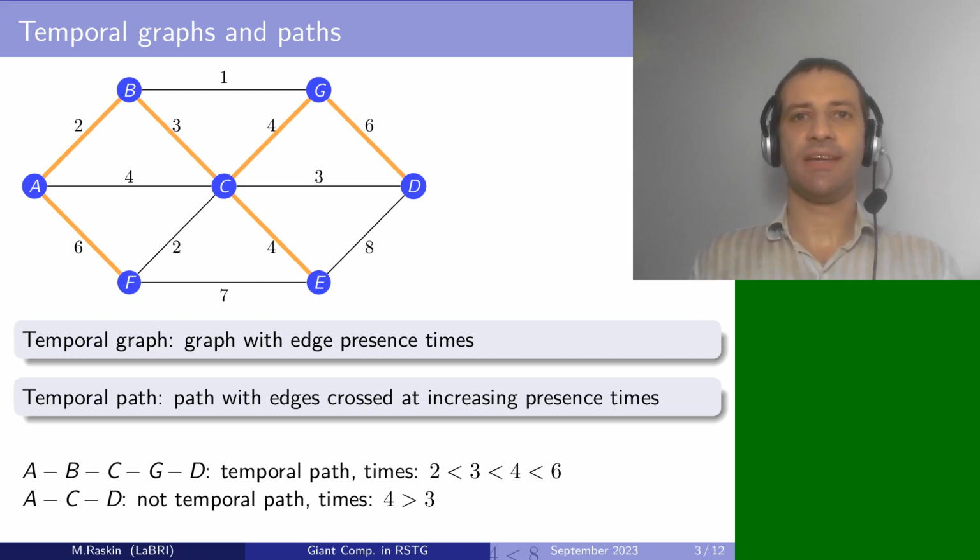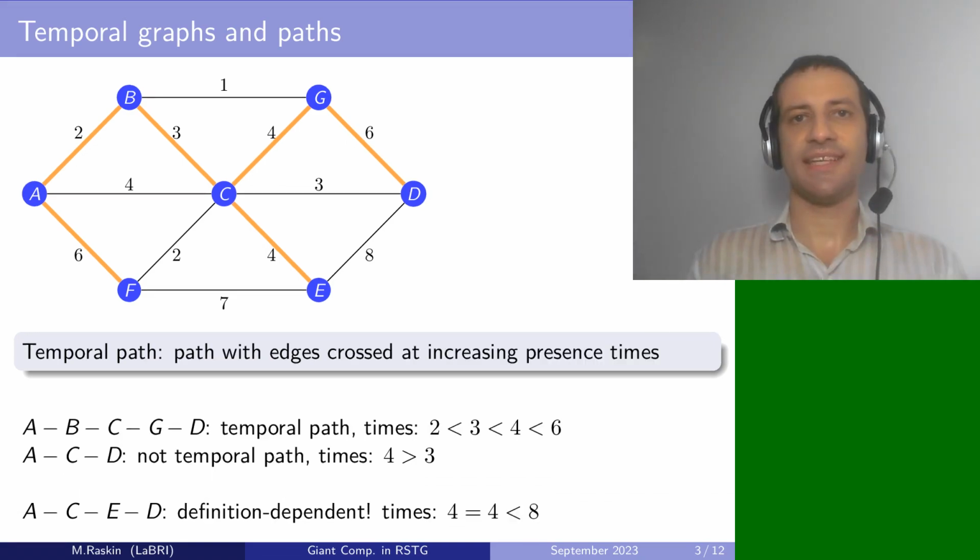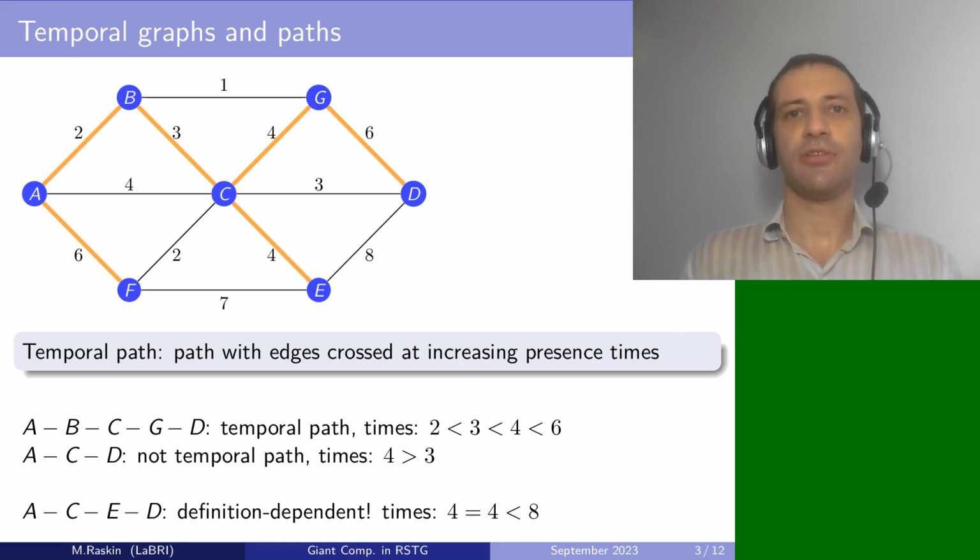not a temporal path because the edge AC has to be crossed later than the only time the edge CD becomes available. One could ask whether A, C, E, D is a temporal path, as AC and CE have the same time, 4. It depends on the definition. We can require strictly increasing times along the path, or we can allow non-strictly increasing sequence of times. It doesn't matter for our model because with probability 1, all the times are unique.